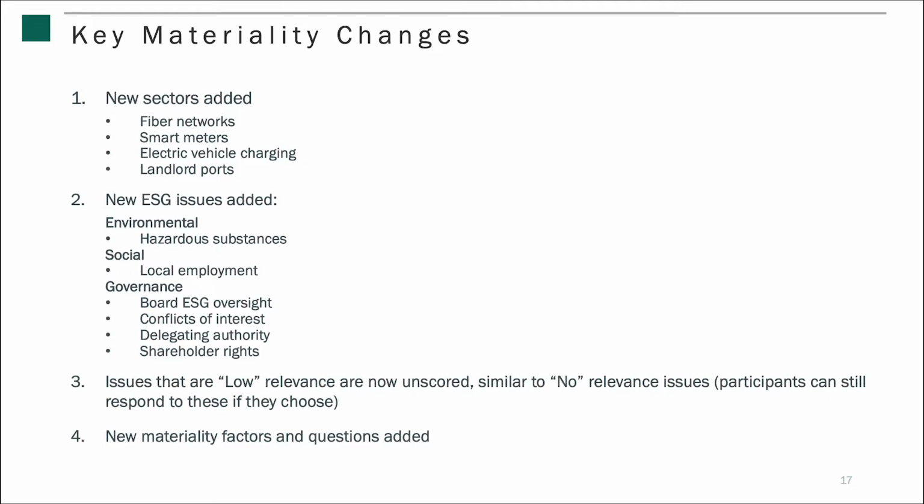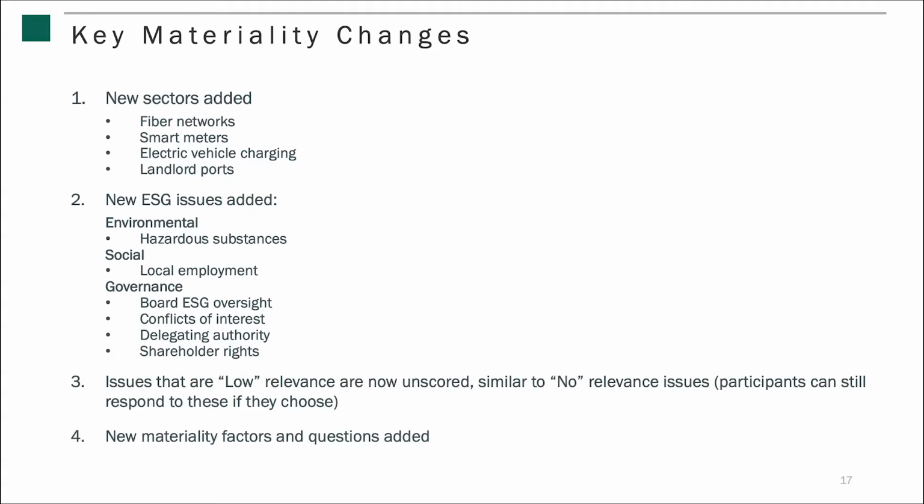First, new sectors have been added. These are fiber networks, smart meters, electric vehicle charging, and landlord ports. New ESG issues have also been added. These are hazardous substances, local employment, board ESG oversight, conflicts of interest, delegating authority, and shareholder rights. As discussed, only issues that are material to an entity need be addressed, and entities will be scored based on their ability to report on those issues.